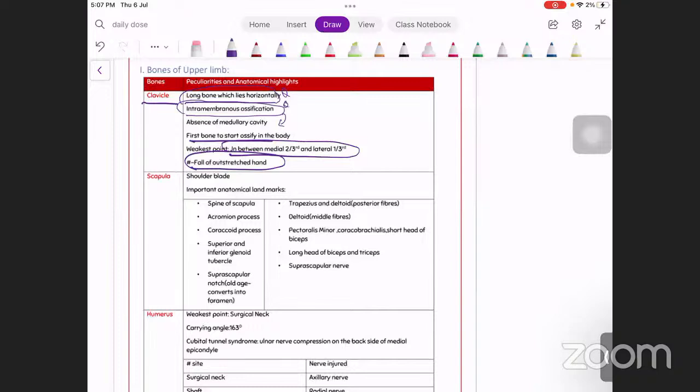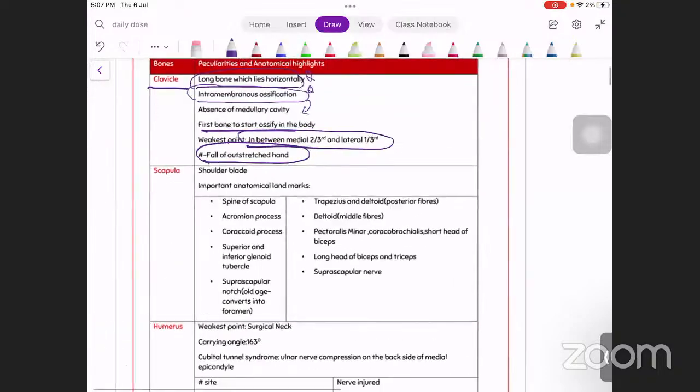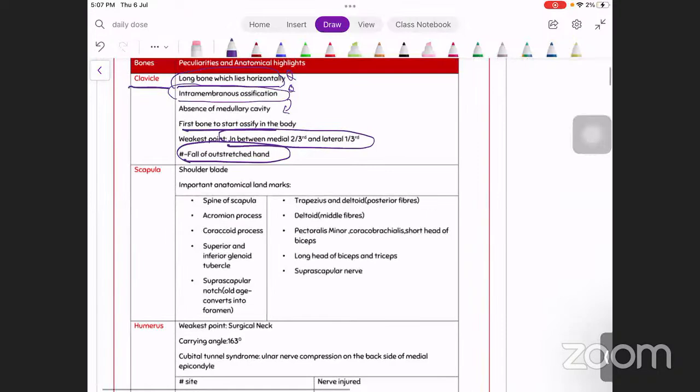A clavicular fracture mostly occurs when there is a fall on an outstretched hand. So they may give you a question with a fall on an outstretched hand, and you should suspect a fracture of the clavicle. And then you have the scapula. The scapula is nothing but your shoulder blade.